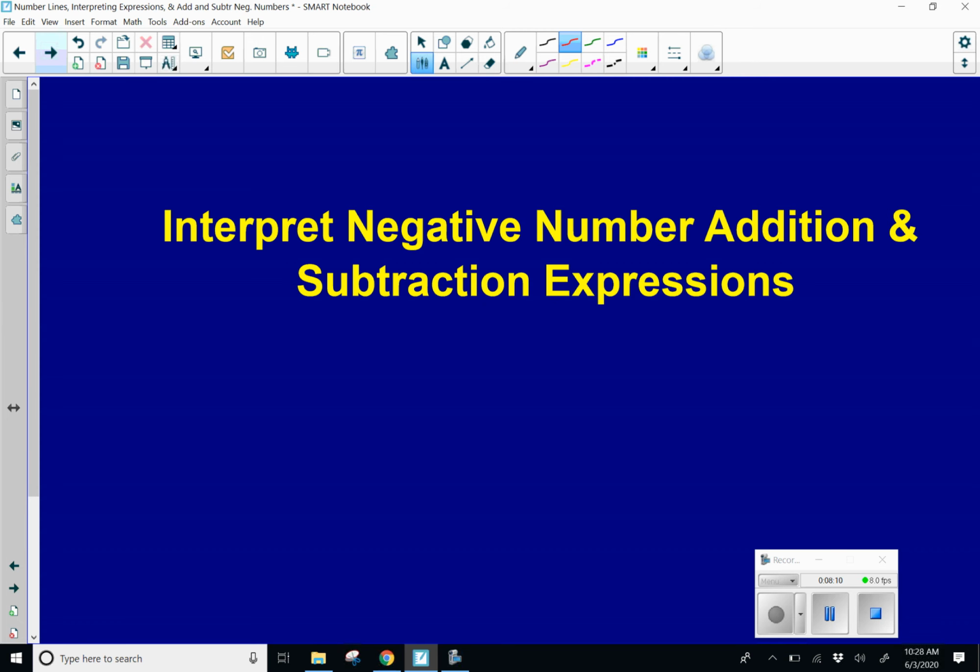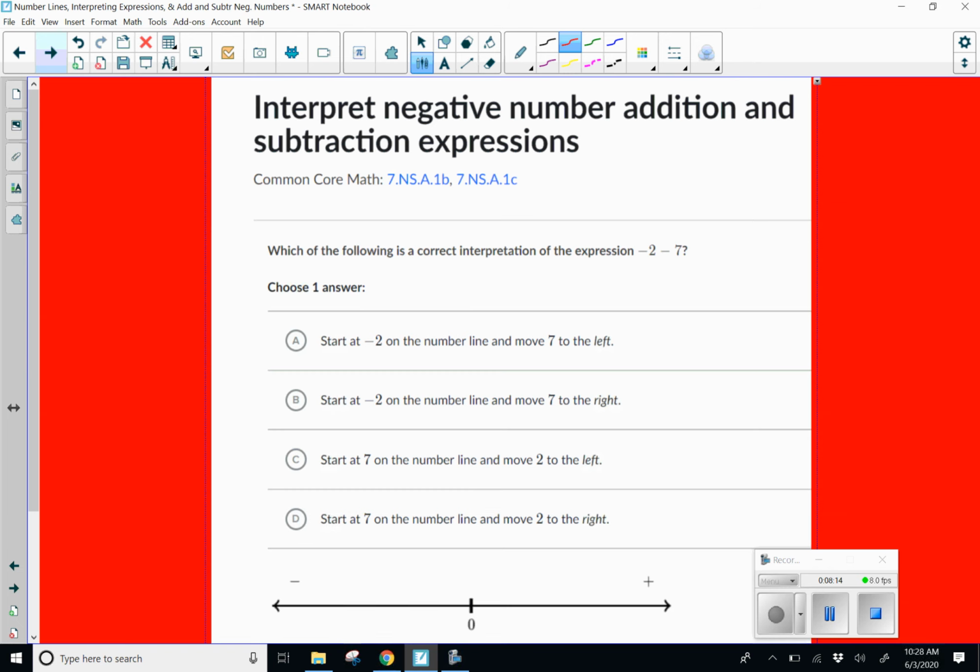Okay, let's talk about interpreting negative number addition and subtraction expressions. In this skill, they're basically going to give you an expression, and you have to determine which one is the most accurate. It says, which of the following is a correct interpretation of the expression negative 2 minus 7?